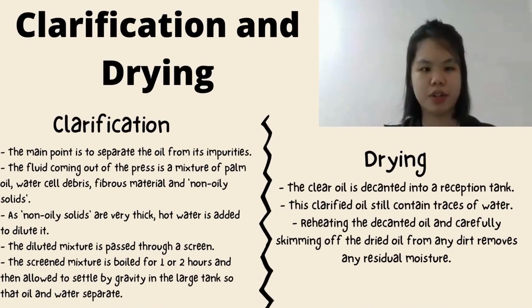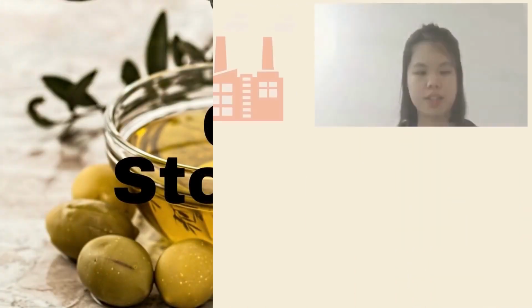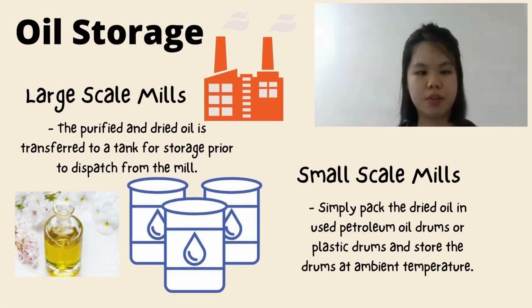The next step is clarification and draining of oil. The main part of clarification is to separate the oil from its impurities by using a septic tank and decanters. Reheating the decanter oil removes any residual moisture. Next is oil storage. In large-scale mills, the purified and dried oil is transferred to a tank for storage, while small-scale mills simply pack the dried oil in used drums and store the drums in a bin.